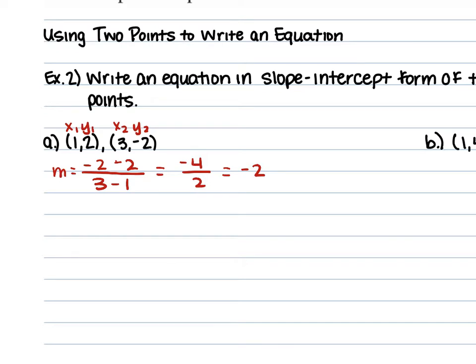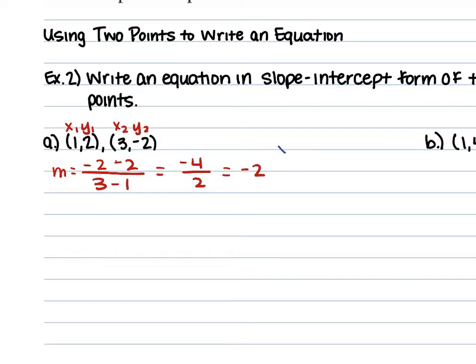I like to use the numbers that are smaller. If I have 2 positives, I prefer to work with that. So I'm going to choose 1, 2. Do you have to choose 1, 2? No, you can choose 3, -2. That's fine. But to me, I feel like there's less work when I work with smaller numbers that are both positive. So I'm going to use, again, the 1, 2. I'm going to plug it in with my slope.